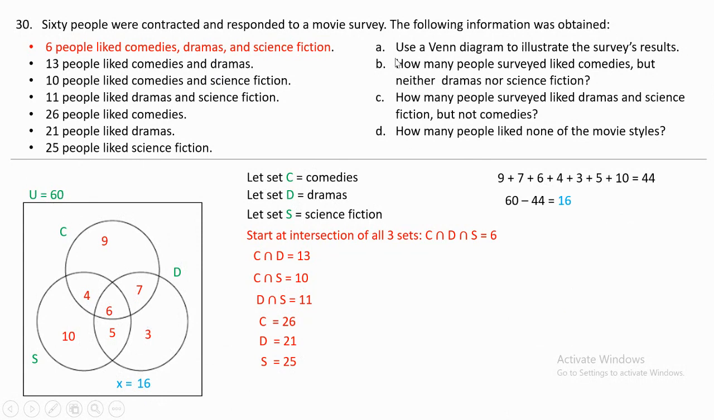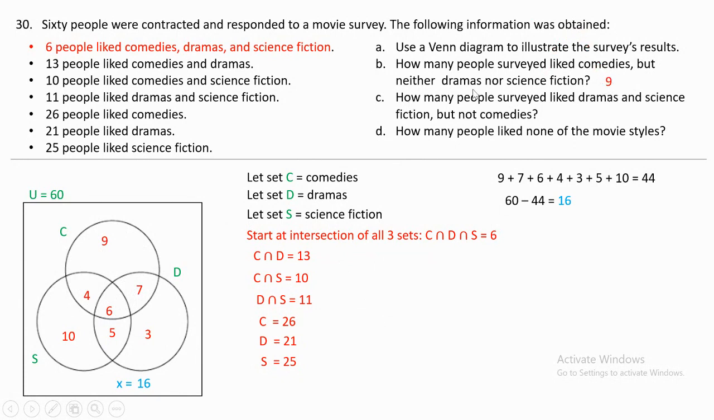Now let's get to answers A, B, C, and D. So this is the answer for A. Let me go back here. Previous. So now the answer for A is in the Venn diagram. How many people surveyed like comedies, but neither dramas nor science fiction? So we're going to go to the set of comedies, which is this portion here. How many people like comedies, but not dramas nor science fiction? So not these right here. Only comedies, not these. So the answer is 9.